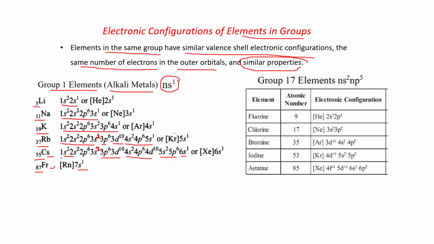In the same way, group 17 elements. This is the general electronic configuration, ns2 np5. Again, you can observe this: fluorine, for fluorine n is equal to 2. For chlorine, n is equal to 3. For bromine, n is equal to 4. See, outermost shell. Iodine, n is equal to 5. And astatine, n is equal to 6.